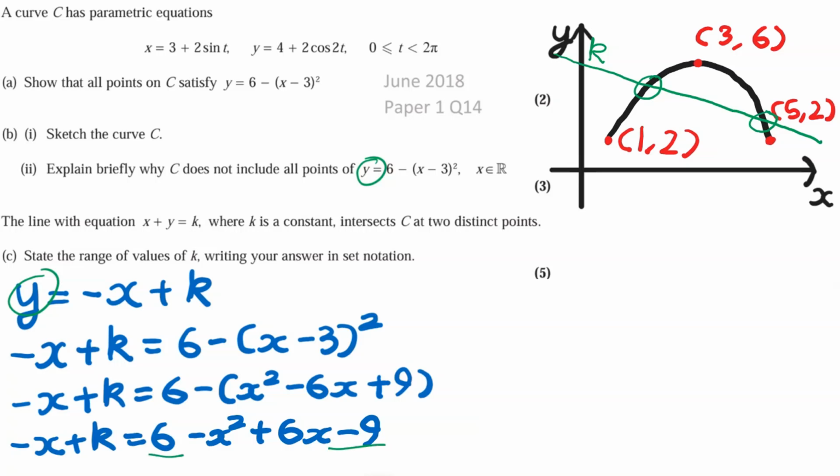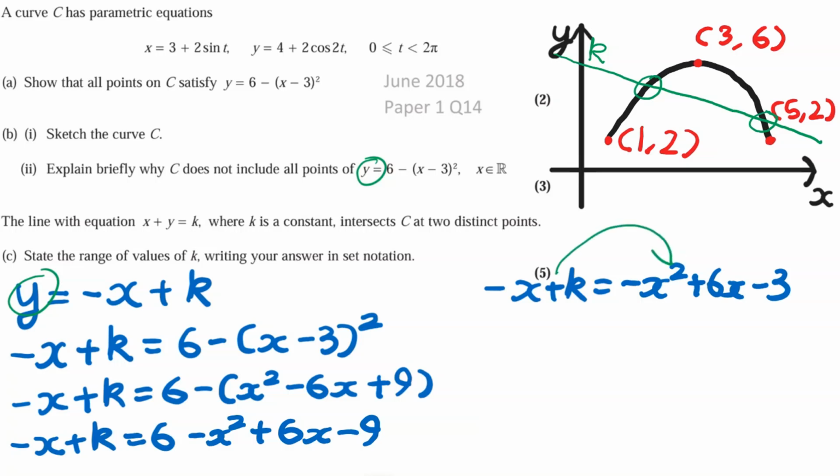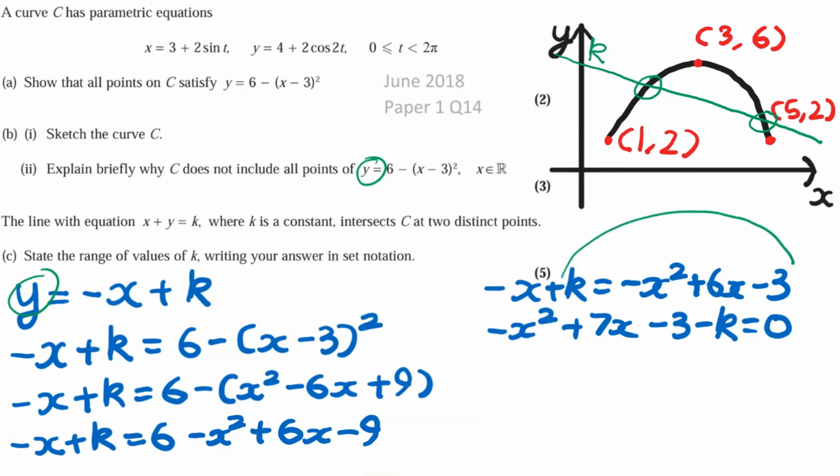6 minus 9 is equal to minus 3, so it's going to be this here, and then we're going to move all of this onto this side to make a quadratic equation, so it's still going to be minus x squared. This minus x is going to come on this side, so it's going to be a plus x, and then 6x plus x is 7x, and then this k is going to come on this side, so it becomes minus k, and this is equal to 0.